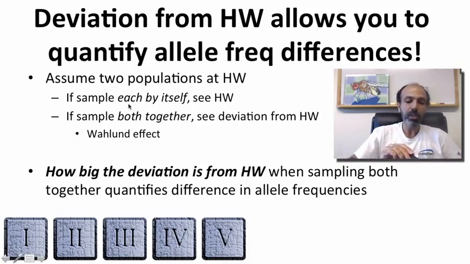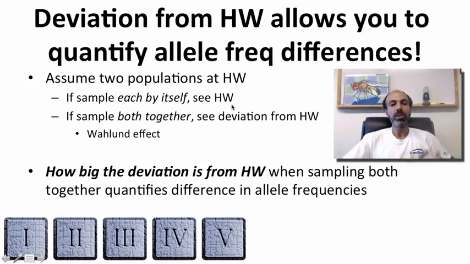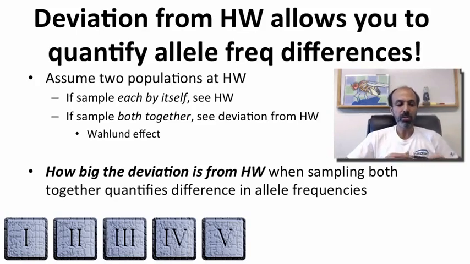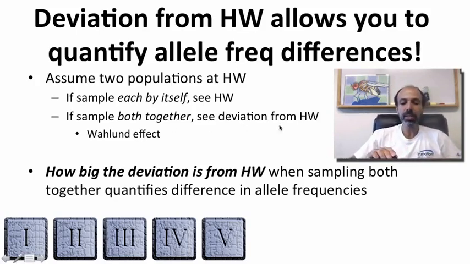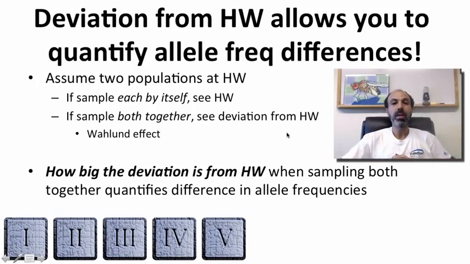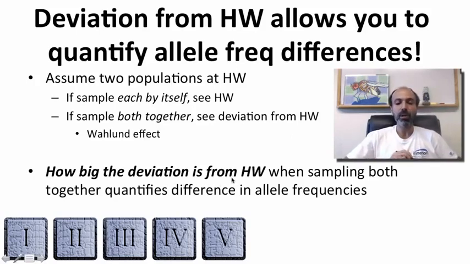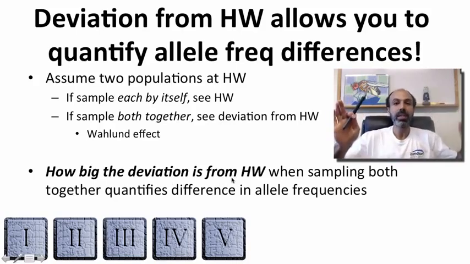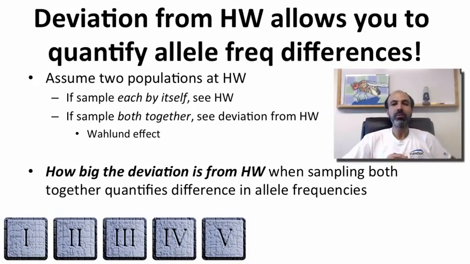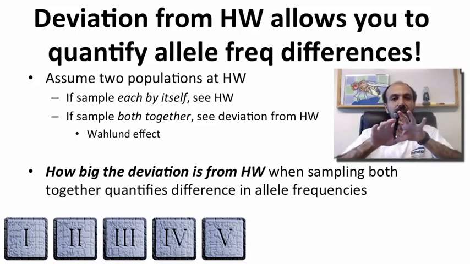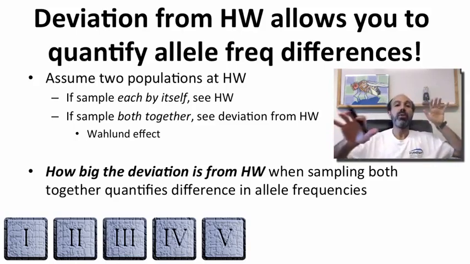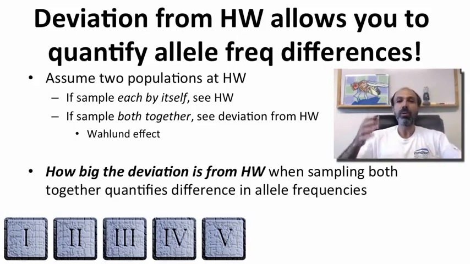So if you sample each population by itself, you'll see them at Hardy-Weinberg. This would be similar to what we saw with the Aborigines and the Navajo example I showed you earlier. But if you sample both together, we see this deviation from Hardy-Weinberg. And again, as you saw, that was the Wahlund effect. Now, how big this deviation is from Hardy-Weinberg when sampling these populations simultaneously will quantify the difference in allele frequencies. If you're fairly close, then the allele frequencies must be similar. If you're very different, then you'll see a very large Wahlund effect.